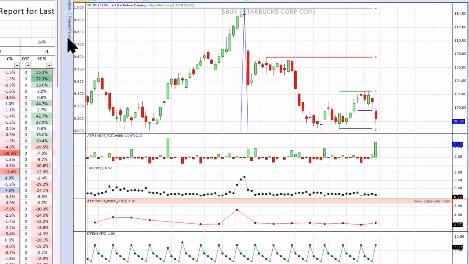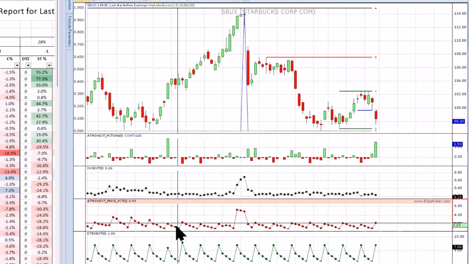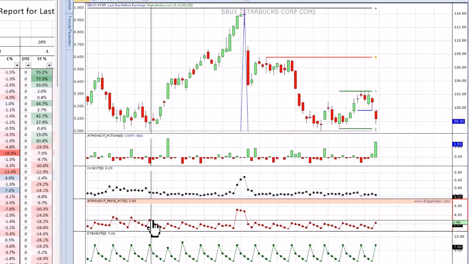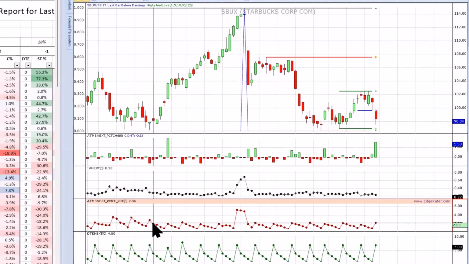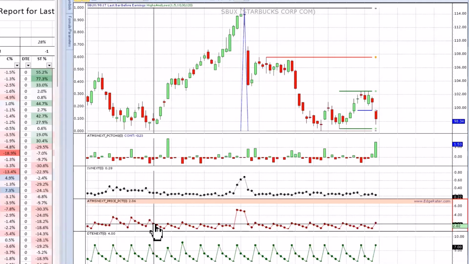Now, by default, this is going to show you every single day. But you can see that when there are more days to expiration, the price of the straddle is higher because you're paying for time. A lot of things can happen given time. So the price of the straddle is higher when there are 7 days to expiration, and it generally goes lower as you get closer and closer to expiration.